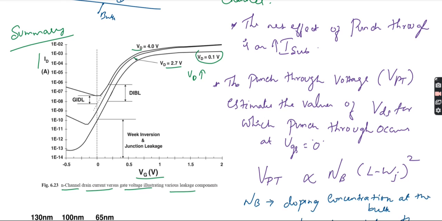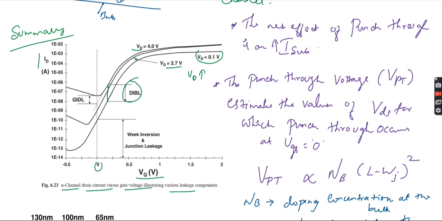You can see here we are having DIBL. Drain induced barrier lowering will happen in this place. Exactly, the drain will be induced. Then you can see GIDL, that is gate induced drain leakage, will happen.